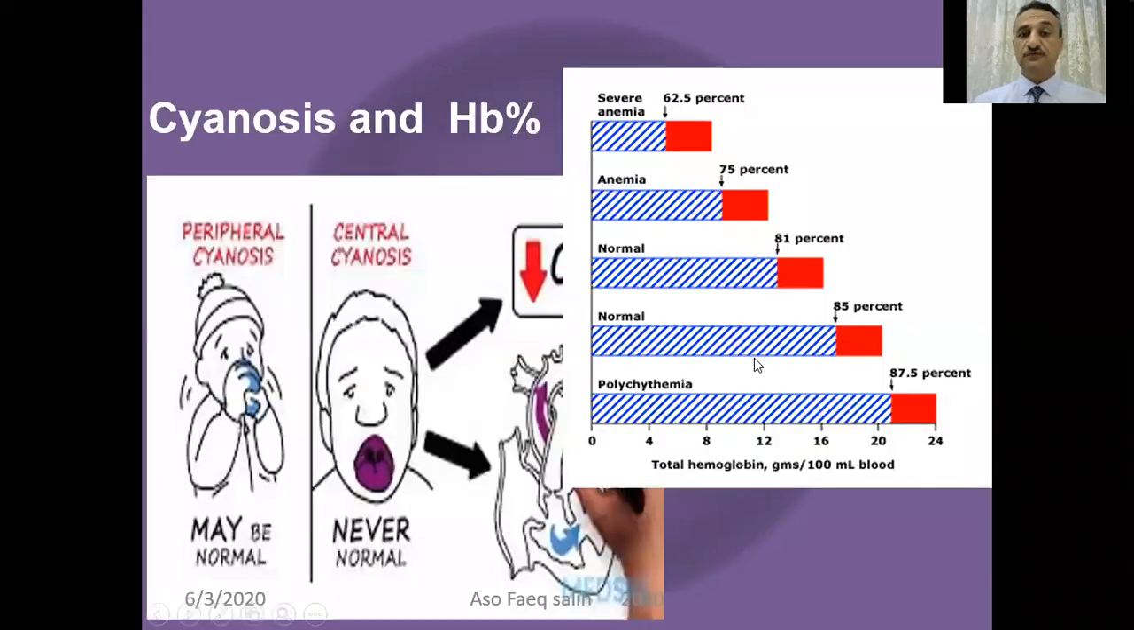Okay. If you look at this graph and the pictures, you may have peripheral cyanosis, which may be normal in kids, especially in newborn babies. When the baby is born, there will be cyanosis at the extremities and the lip. That's a normal finding.